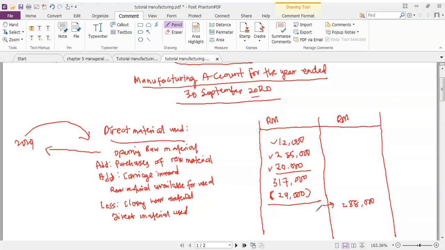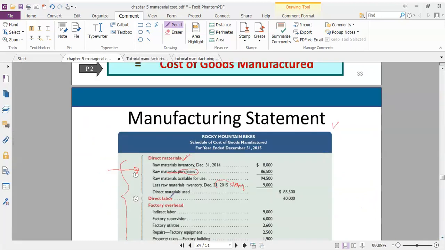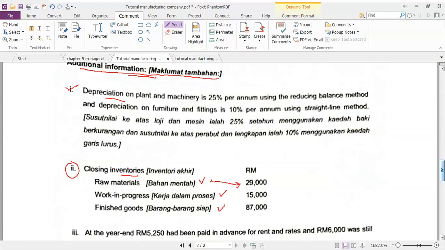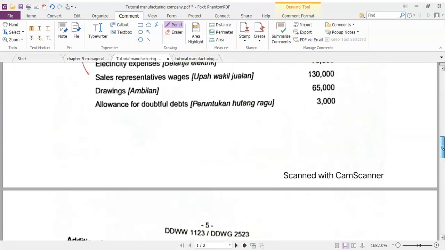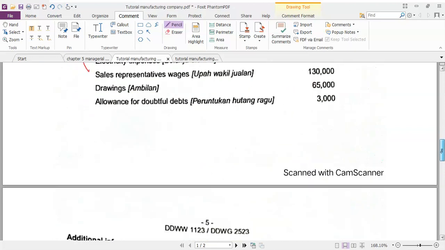Okay, after that, we finish doing the direct material, then we should do direct labor. You should choose whether in the list of account is there any direct labor.